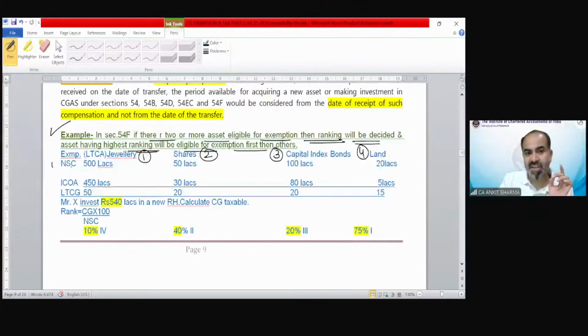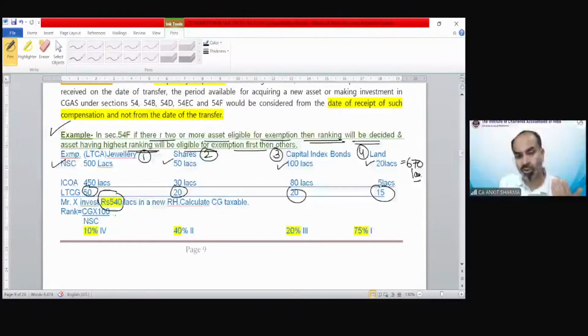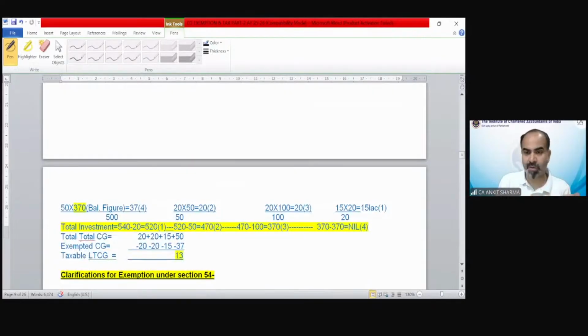We are having net sale consideration of 500, 50, 100, and 20. So you can see the maximum investment could be 670 lakh rupees. We are having cost and gain of 50 lakh, 20 lakh, 20 lakh, and 15. The maximum investment could be 670, but the question says he invests only 540 lakh in purchase of a residential house. Due to it, we have to do the ranking. As per ranking, first ranking is this, second is this, third is 20, and fourth is jewelry. Accordingly, we have given exemption.